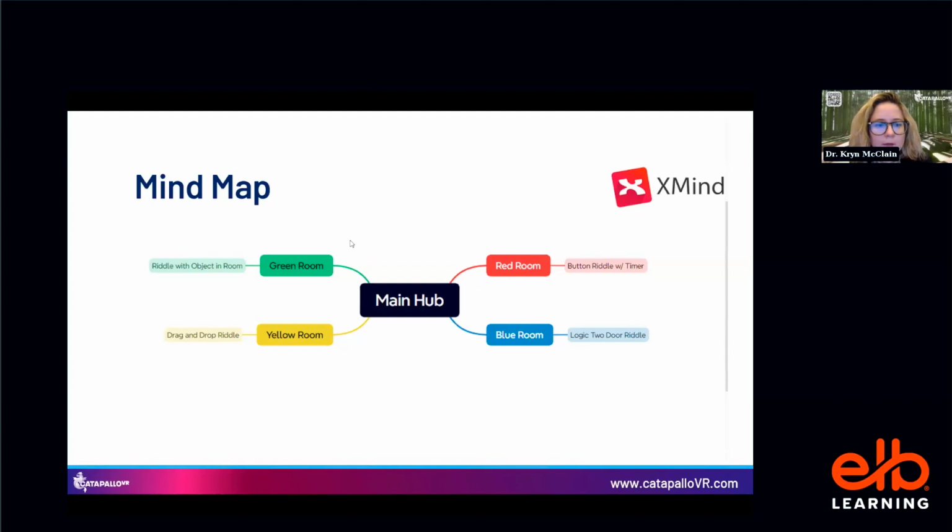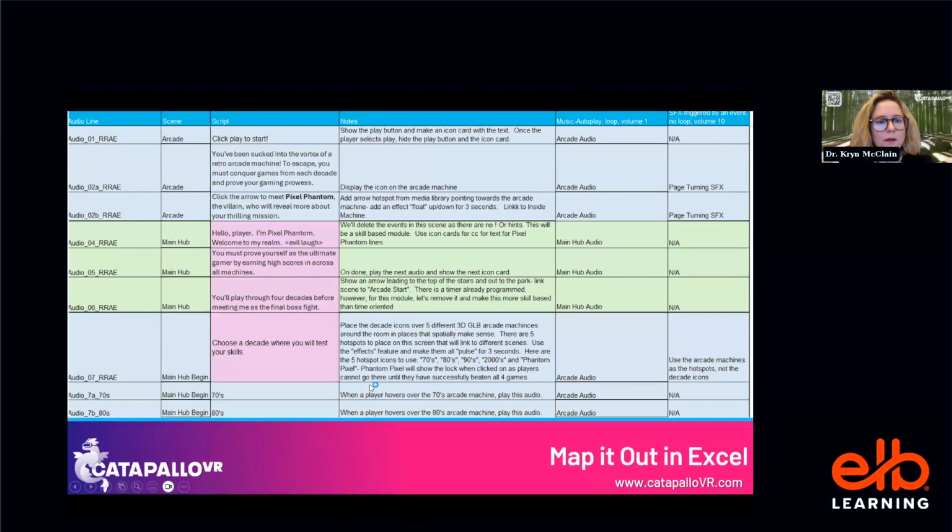Okay, great. So this is how I mind map it out at first. I get an idea of where I'm going to put these riddles, or the different puzzles. And then I map it out in Excel. I take it audio line by audio line, scene by scene, what the script is going to look like, and then the different notes that I have for my programmers.